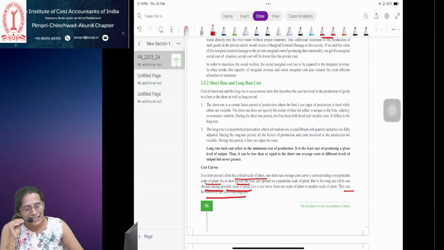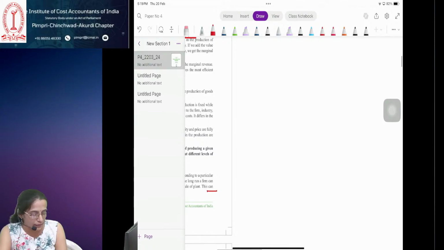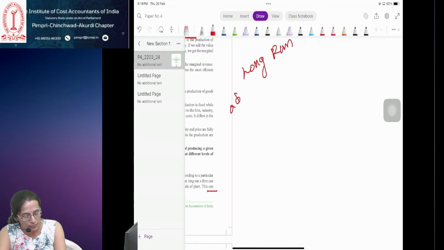So what they are saying is that in the long run, the total cost of production is the minimum cost of production that the firm incurs at a certain level of output. See, in the long run, in a business, naturally a business will not think of a short run, right? It will think of long run, operating in the long run. So in the long run, where the objective of the business is the same, it wants to operate for a long run.